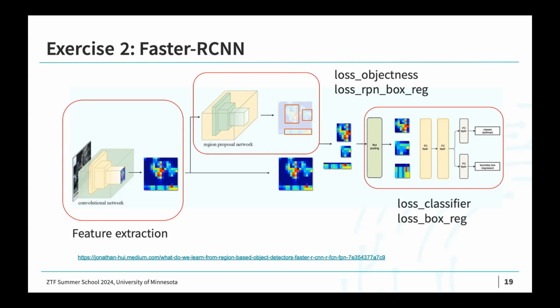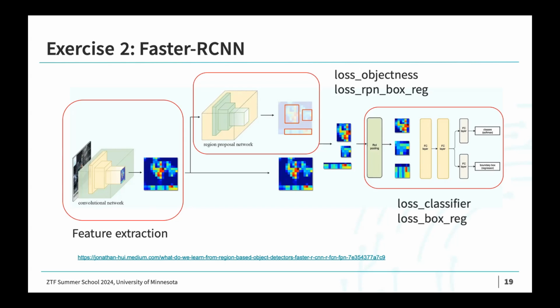And the final third part makes a classification and bounding box regression. It classifies what object is inside the bounding boxes, and also does bounding box regression to locate the exact locations.